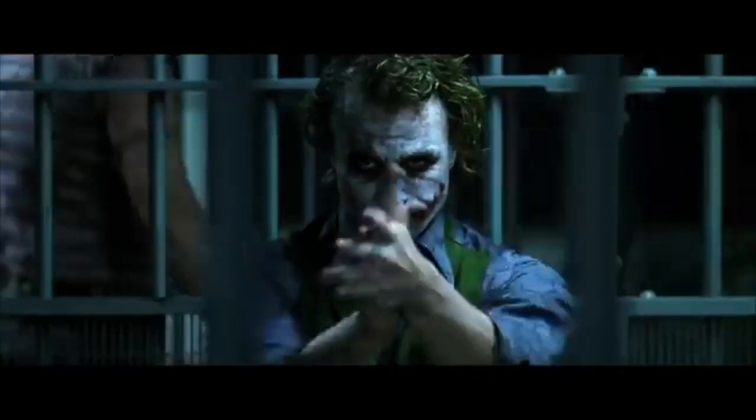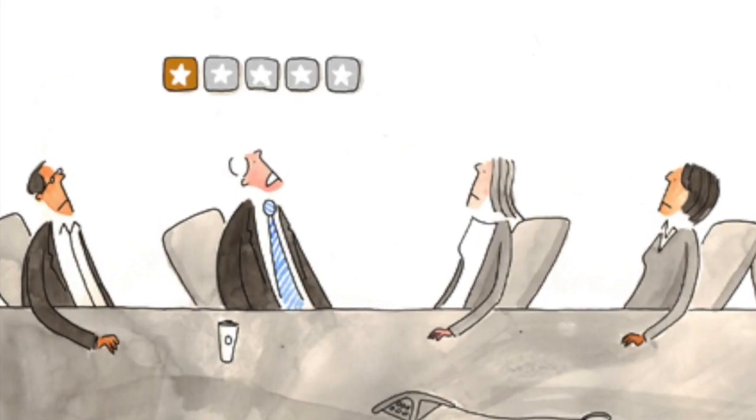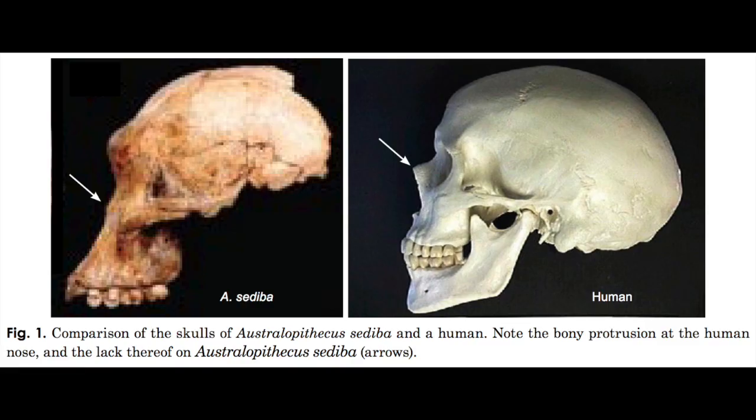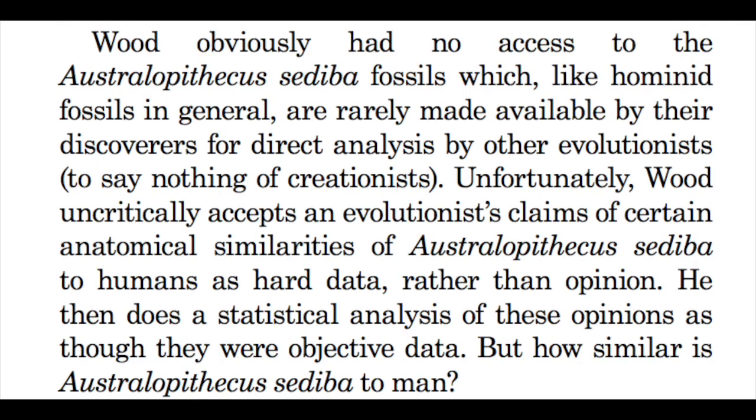What we do see a lot of, though, are the criticisms of his work, even looking at just the skull. For example, David Minton shows how the skull has no nose bone, and even human children have this. Instead, it's like a primate, and the teeth are already starting to protrude, and you can see the mouth itself is starting to extend, just like primates do. He goes on to say that Wood obviously had no access to the Australopithecus Sediba fossil, which hominid fossils in general are rarely made available to discoverers.